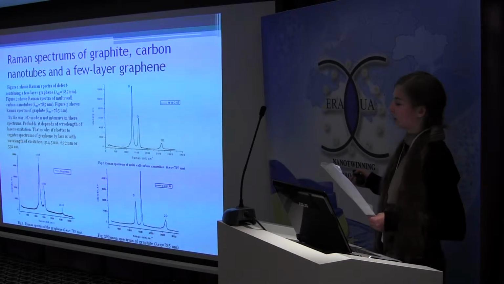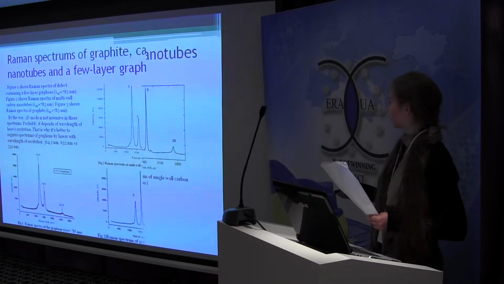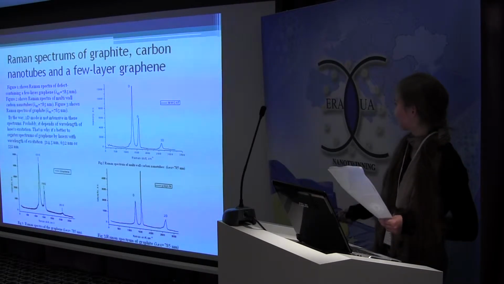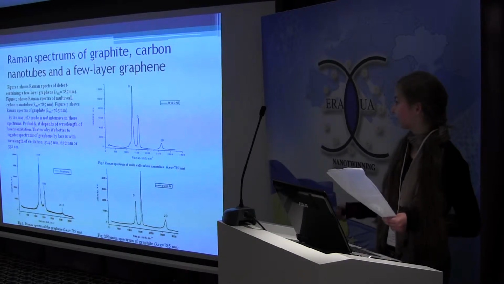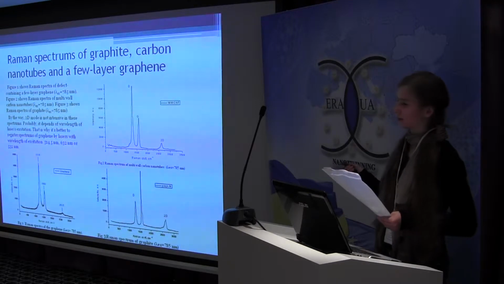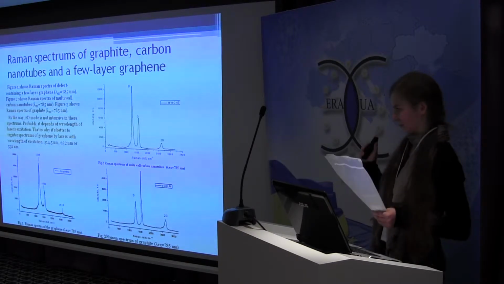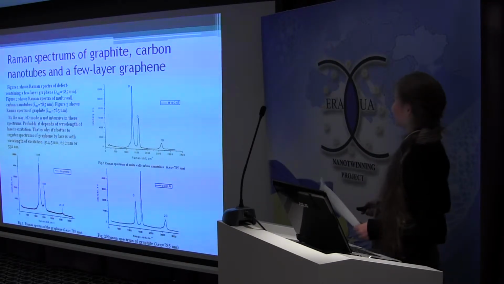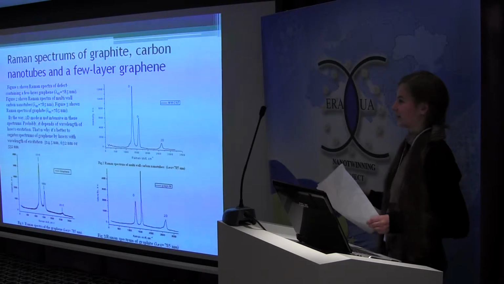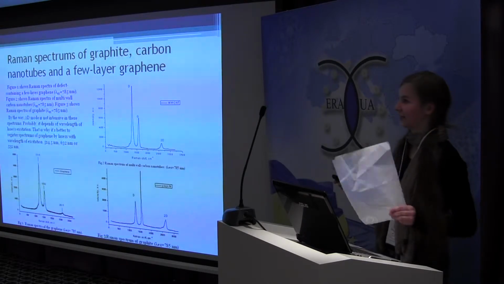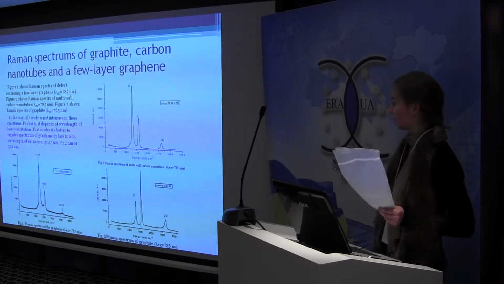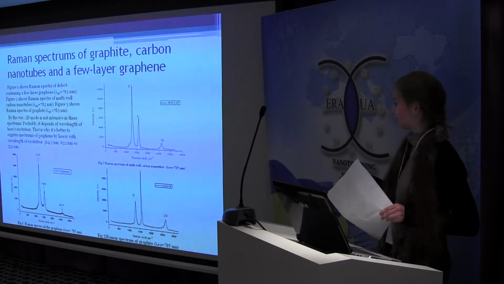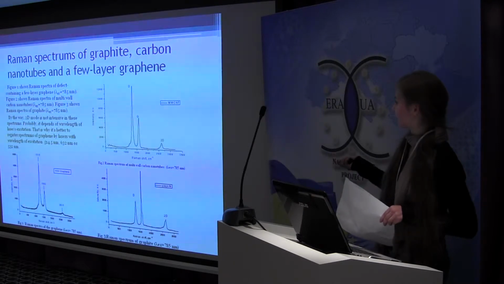Here are Raman spectra of graphite, multi-wall carbon nanotubes, and graphene. All the spectra were registered with a laser excitation wavelength of 785 nanometers, but it's better to use 514 because it's better to see the 2D band.